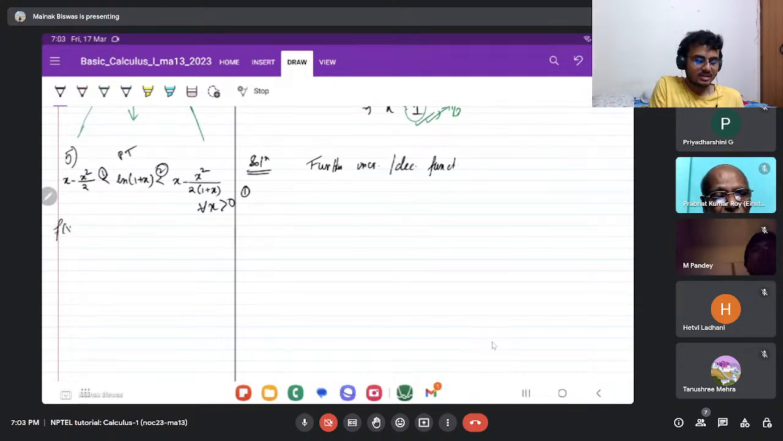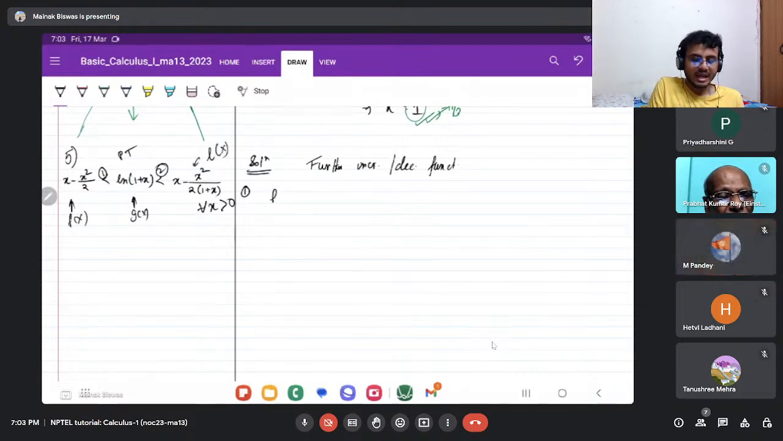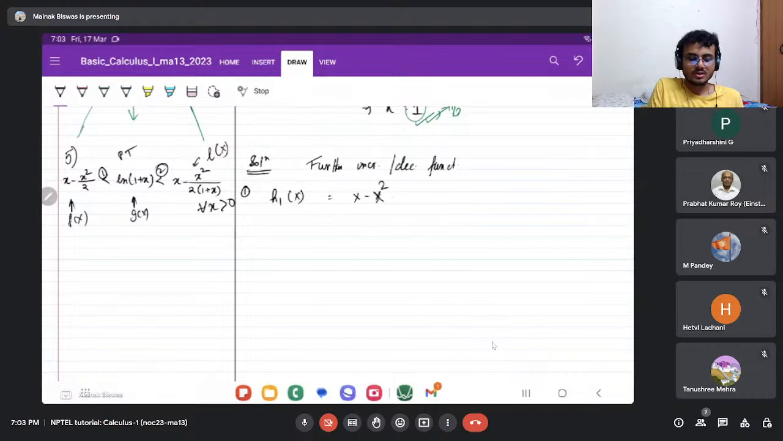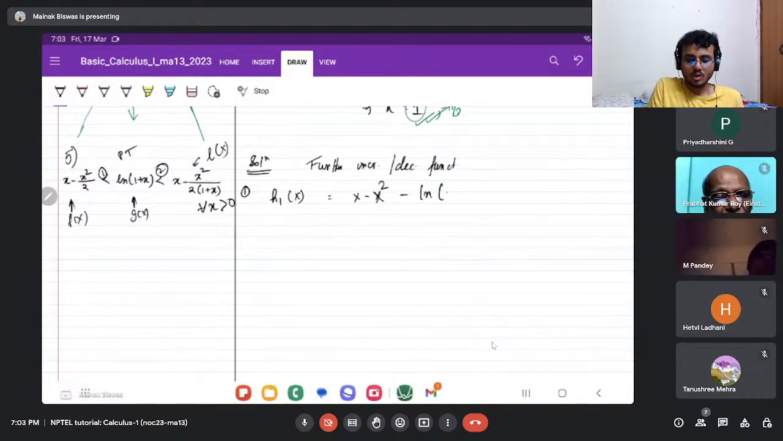So let's take this as f of x, this as g of x and this as L of x. Okay? So we define h1 of x as x minus x squared minus log of 1 plus x. I am defining it this way, just taking everything to one side. So what are the 2 inequalities you need to prove?